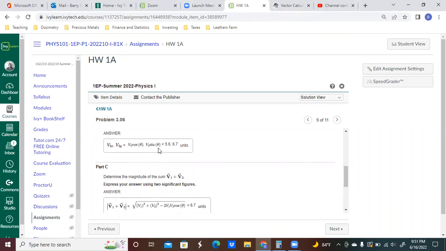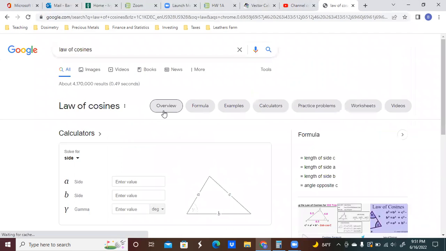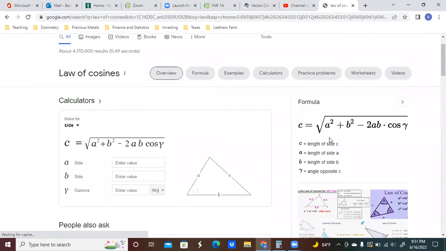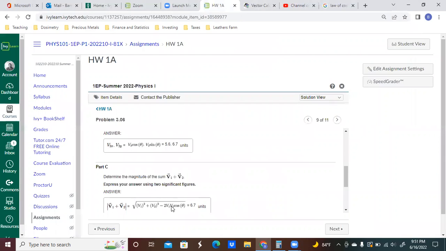How do we determine the magnitude of this? We're actually going to use the law of cosines. I don't know if you have ever seen the law of cosines, so let's go ahead and look that up. Law of cosines. And you can see here that the length referred to here is going to be based off of this length and this angle. So if you have all of that information, you can fill all of that in and you can determine the value of C. So you can see here that's exactly what they've done, and they come up with 6.7 units.